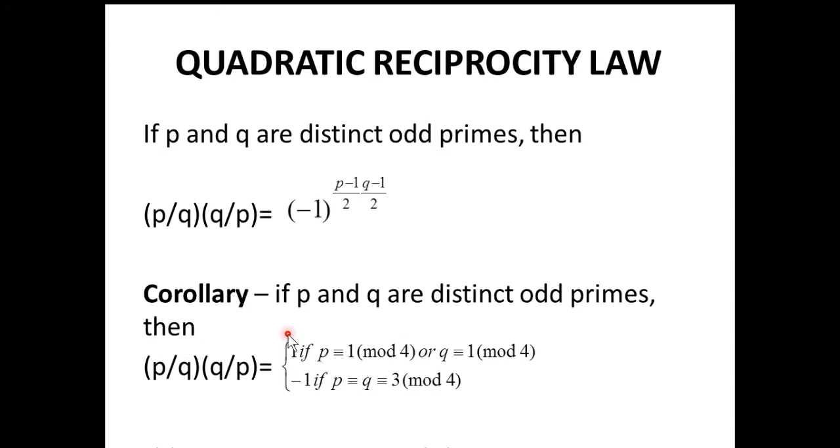Here is the corollary. It says that this product is equal to 1 if p is congruent to 1 mod 4 or q is congruent to 1 mod 4, and it has value minus 1 if p and q both are congruent to 3 mod 4.